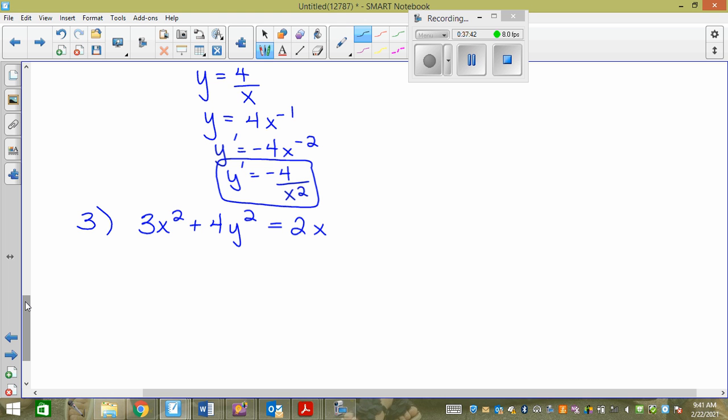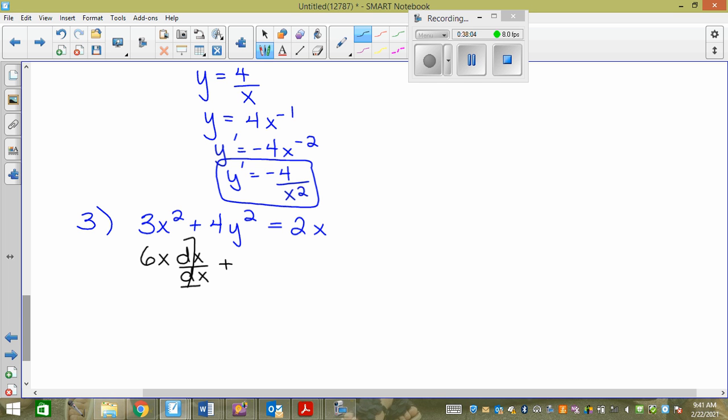Okay? So the derivative of 3x squared is 6x, technically, times dx over dx. But what happens to that dx over dx? It becomes a 1, right? So do I have to write it? No, but you can. Then I'm going to do the y.